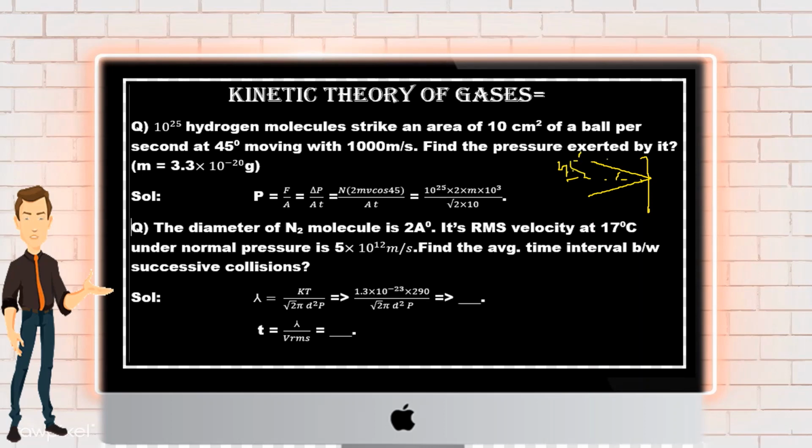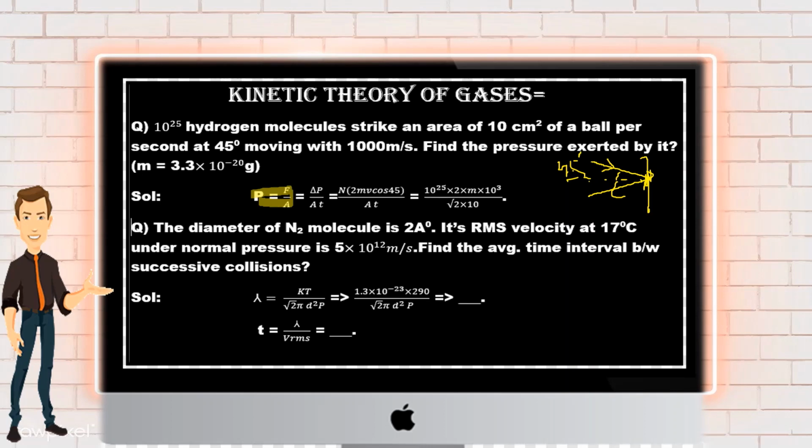This is the figure. They are striking like this and they rebound. Here, to find the pressure, they will make some pressure on the wall. They ask you to find that pressure. Here we know the formula. Pressure P equals force by area. Here we are using force as change in momentum over time, delta P by A into T. To find change in momentum, number of molecules multiplied by 2mv cos 45 degrees.